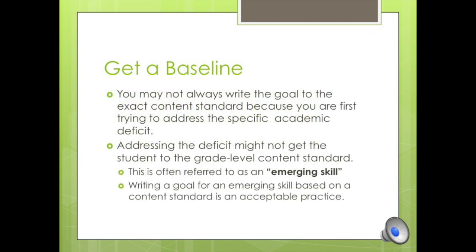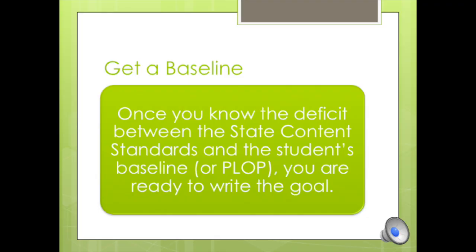You may not always write the goal for the exact content standard because you're first trying to address that specific academic deficit. Addressing the deficit might not get the student to the grade level content standard. This is often referred to as an emerging skill, and writing a goal for an emerging skill based on a content standard is an acceptable practice. Once you know the deficit between the content standard and your student's baseline or their present levels of academic performance, you are ready to write the goal.